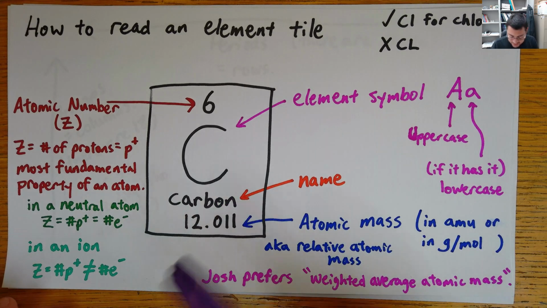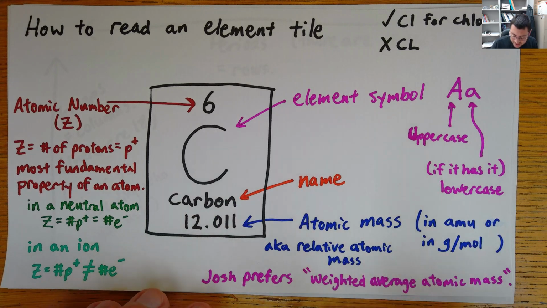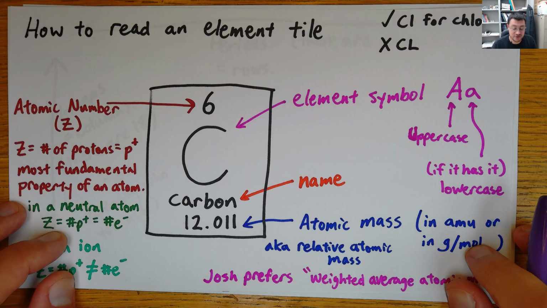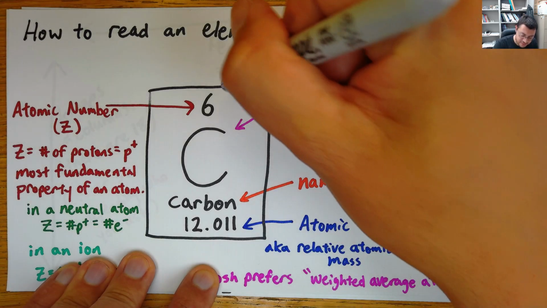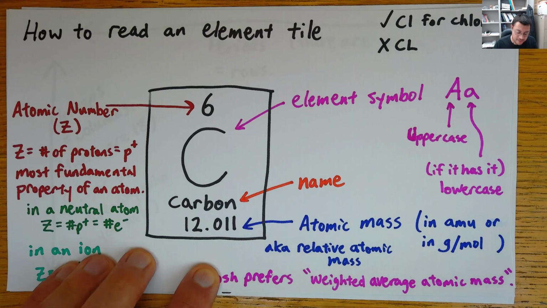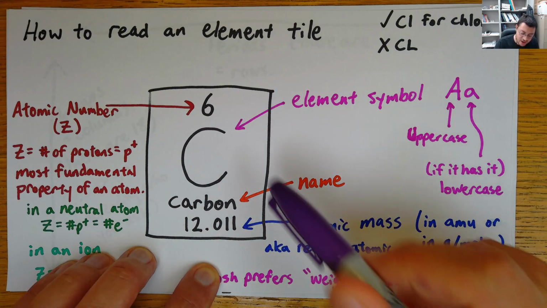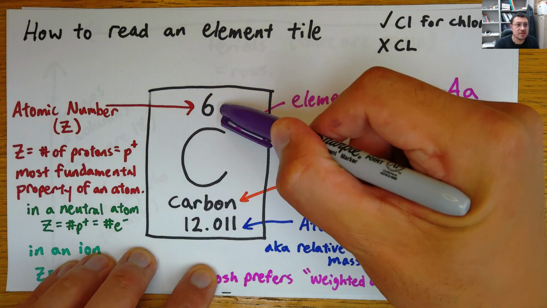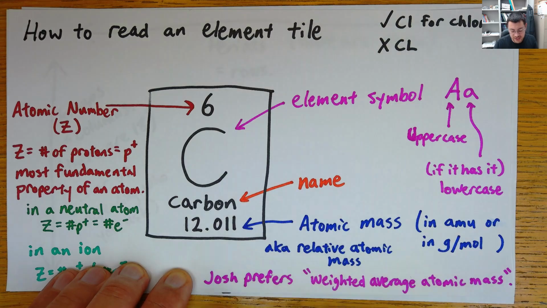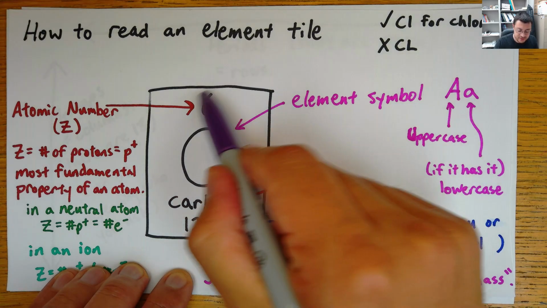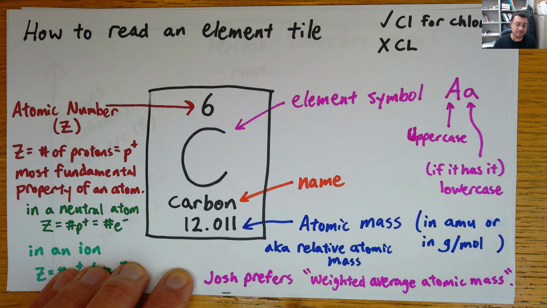All right, then we have the name. And the name, well, it's the name, all right? And each element has a history behind its name, makes for some interesting reading. Now, again, the number of protons is the most fundamental property of an element. So that means whether you're talking about element number 6, something with 6 protons, something with the symbol of a capital C, or the name carbon, all of them are referring to the same thing.